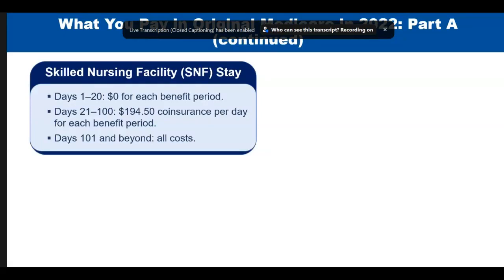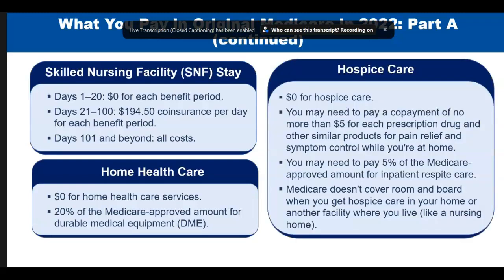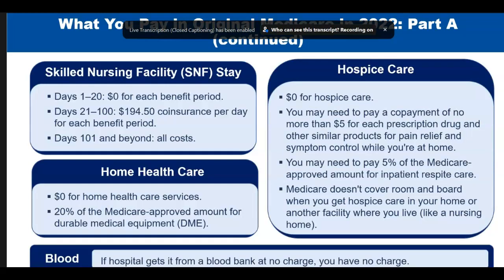This slide is talking more about some of the other services that Medicare provides, skilled nursing care, and home health care and hospice care. So there's $0 for home health services, but 20% of the Medicare approved amount for durable medical equipment for providers accepting assignment also has to be covered. Here's where your Medigap will come in and kick in and take care of some of those costs.